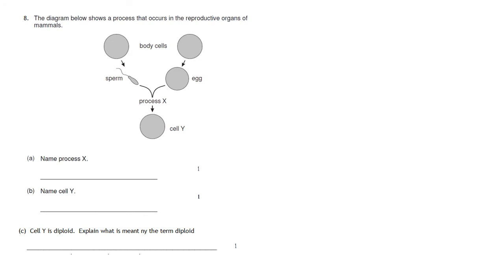Question 8. The diagram below shows a process that occurs in the reproductive organs of mammals. So first things first is just asking for process X. So look at this. What is process X? Fertilization, because look at that, the sperm and egg are coming together. What's the cell made in fertilization? So cell Y, zygote.